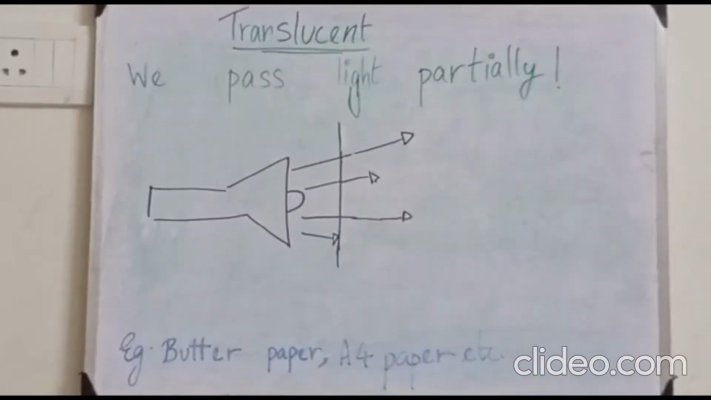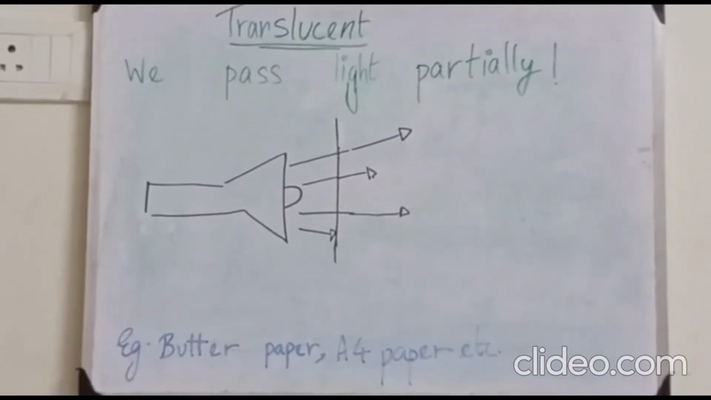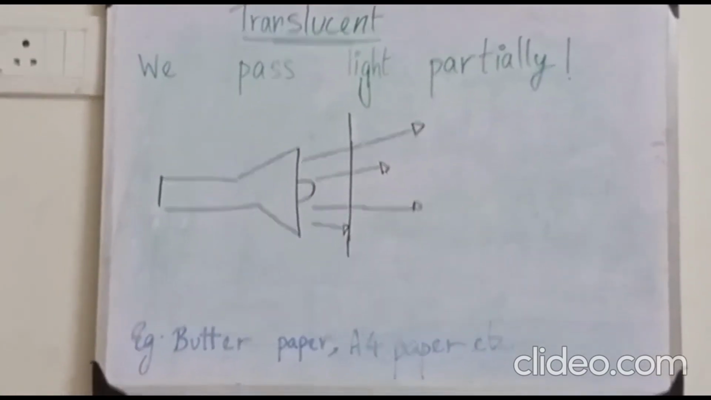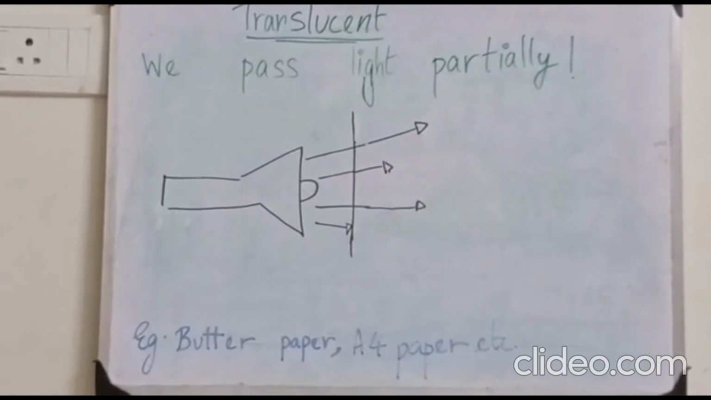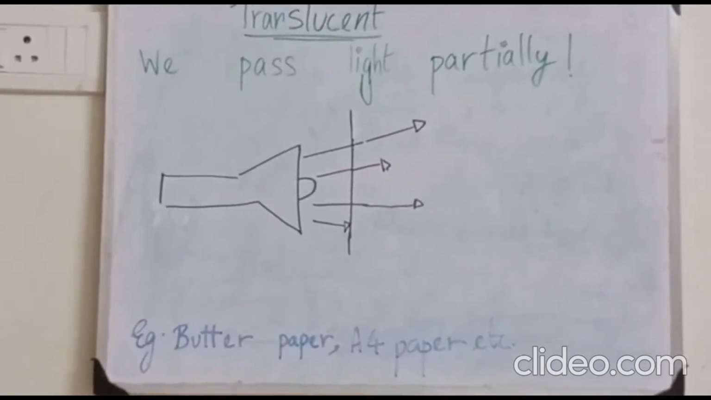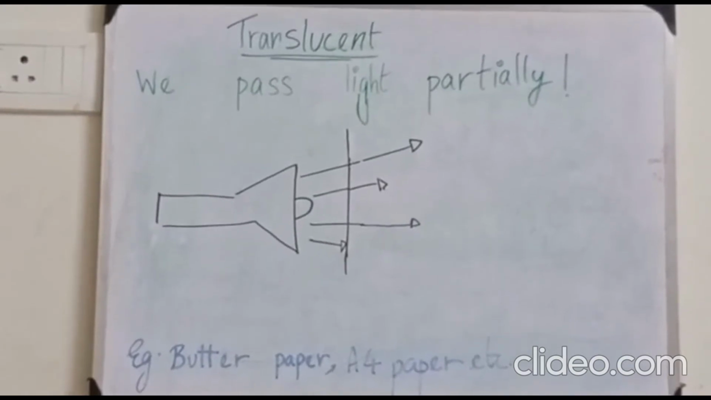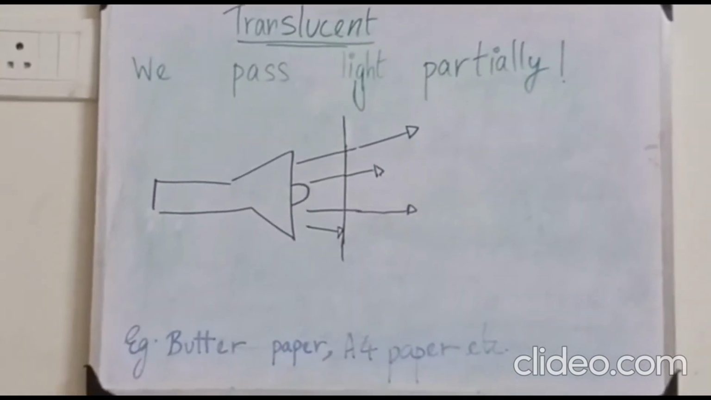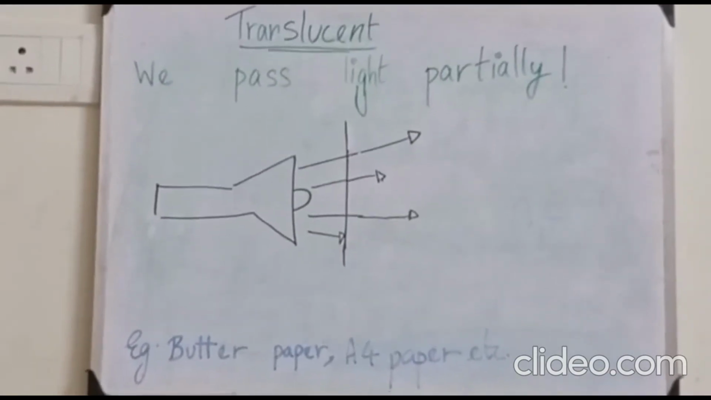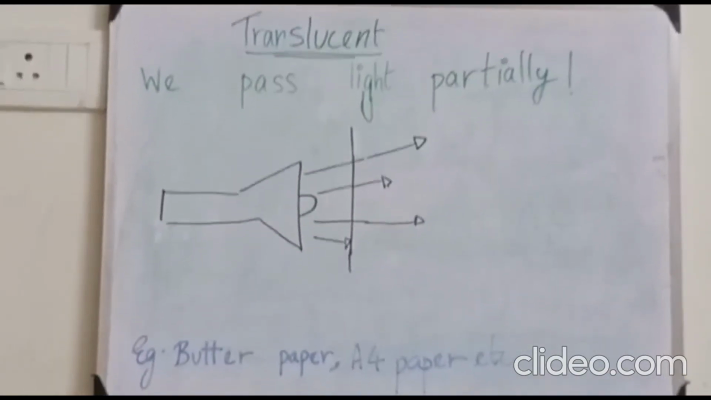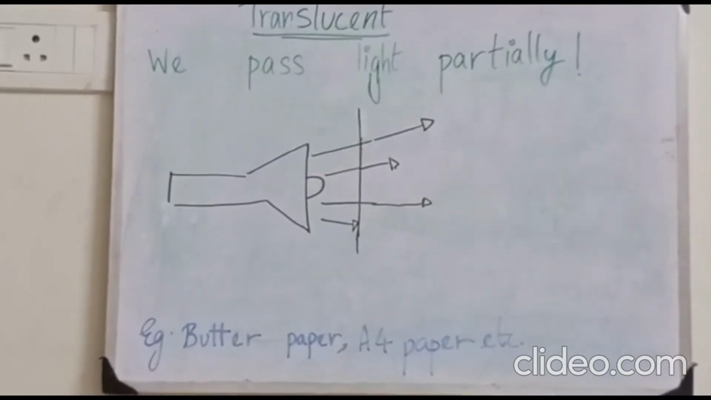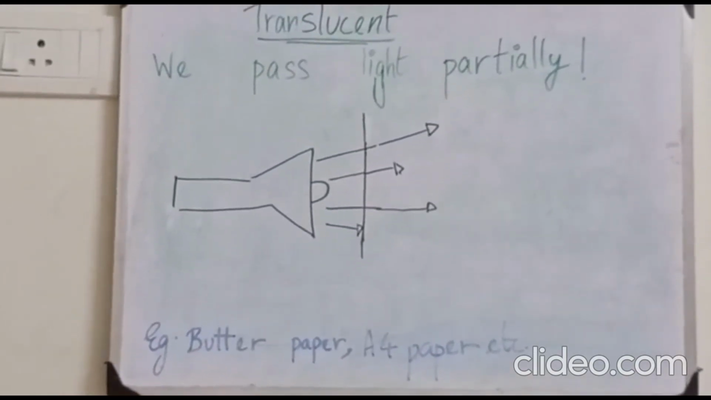The second type of non-luminous objects are translucent objects. They pass light partially. So, not all light may go to the other side. You can only see the object if it is kept close by. If it is a little far away, you may see it, but very blurry. A few examples are the butter paper that comes on the side of pastries. A4 paper is also a very good example of translucent objects.